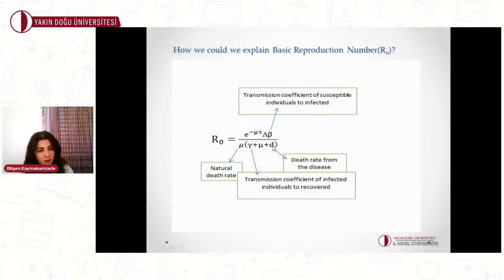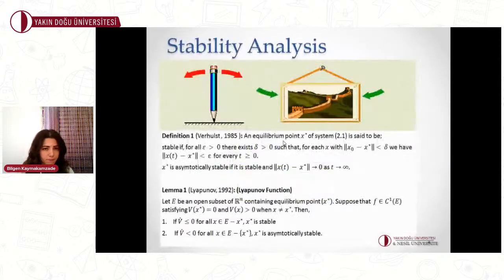And so, using this kind of reasoning, we can decide how to control our disease. That's why the R0 value is important for us. And here, I want to give some knowledge about stability analysis. We study the equilibrium points when talking about stability analysis. Why do we need the equilibrium points to be stable?